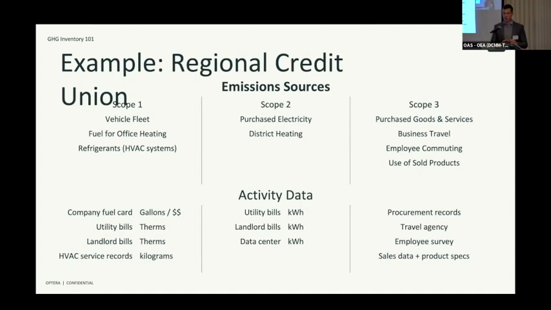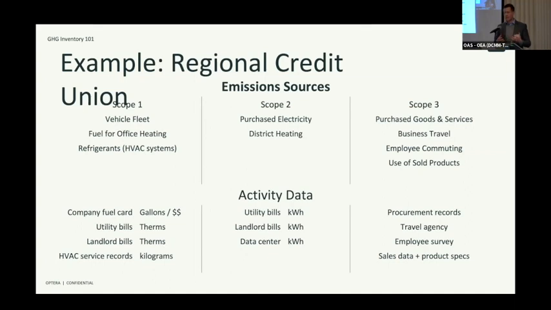Okay, maybe natural gas in most cases. And then we have refrigerants. We have HVAC systems that are going to help cool our facilities as well. Those leak and produce emissions into the atmosphere, and so we need to account for those as well. So our ops team has helped us define those as scope 1 emissions.